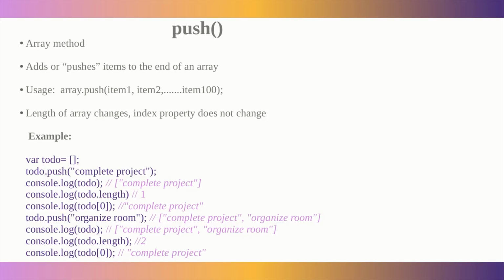Whereas as you can see here, the index at position 0 remains the same and console logs to the string complete project. This demonstrates that the push method does not change the index property of items within an array. Only the length property changes. And this is because items are still at the same position as before, since items are being added or pushed to the end of the array. Therefore, only the total number of items in the array changes, that is, its length.